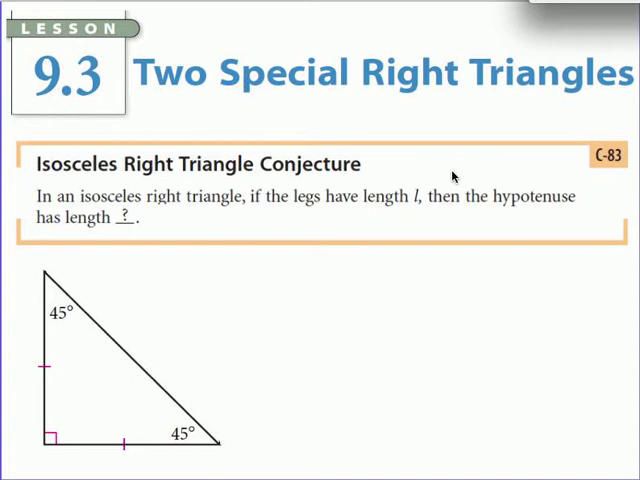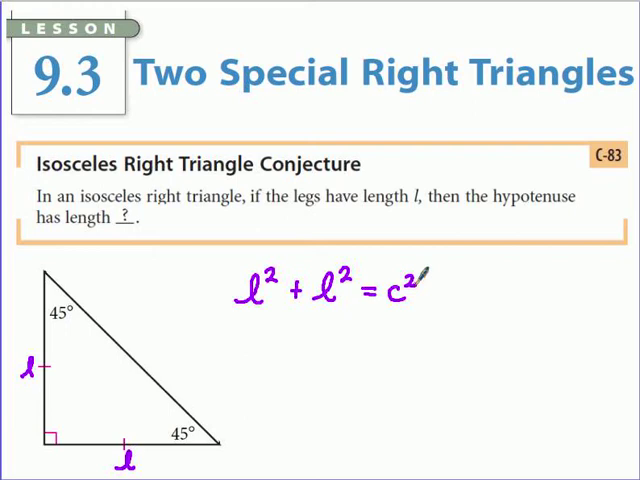So real quick, it says in an isosceles right triangle, if the legs have length L, so if my legs here had a length L and L, the hypotenuse has length what? Let's figure this out. If I have L squared and L squared, I know that equals the hypotenuse squared. L squared plus L squared is 2L squared, and that's going to equal C squared.